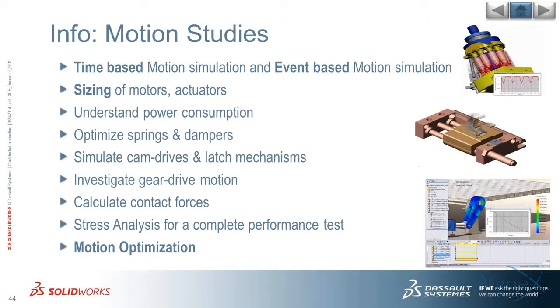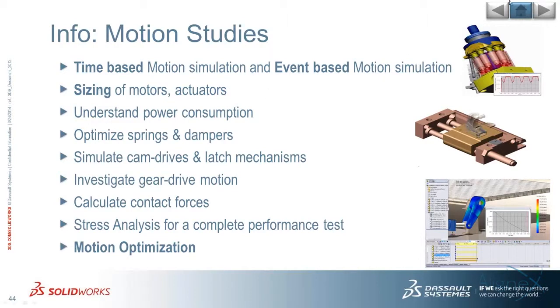We also have the capability to do motion optimization, where we can set up different parameters such as dimensions or materials or motors of different parts in our assembly, and then we can run through and analyze maximum acceleration and try to minimize or maximize different results. So that being acceleration, velocities, forces, things like that.